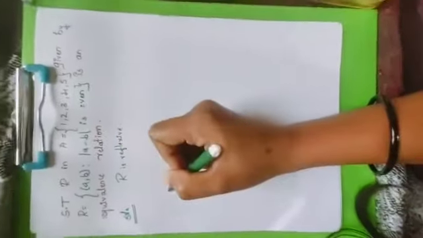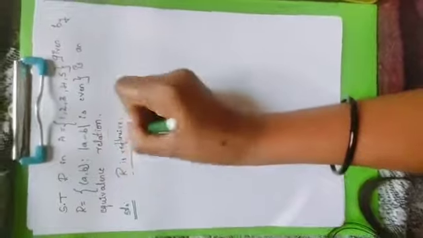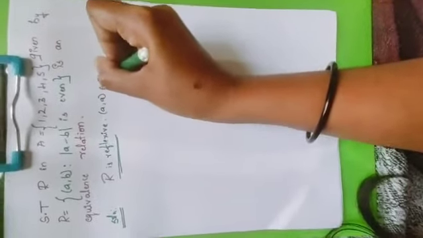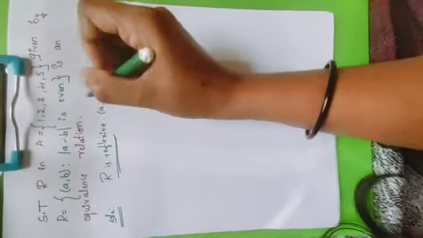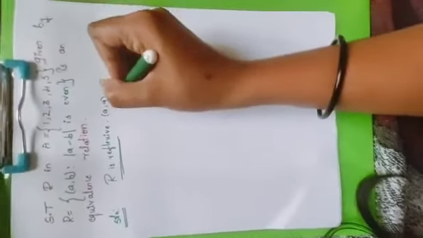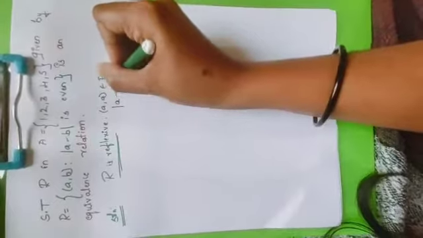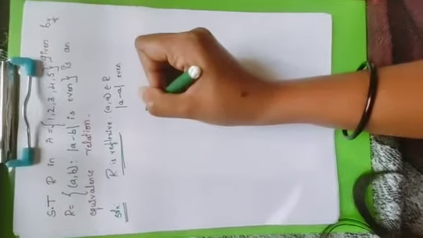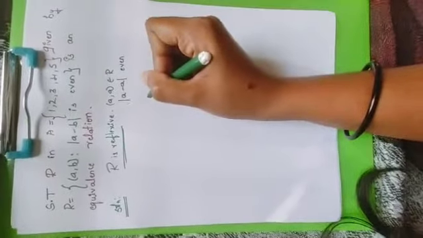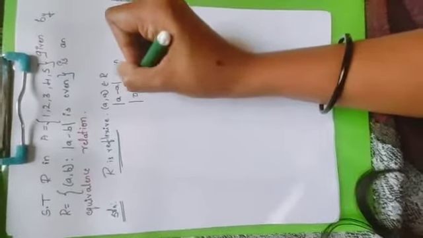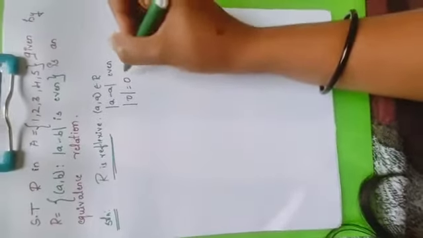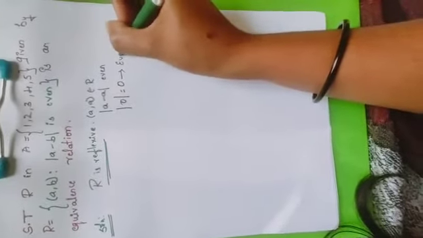How to prove that R is reflexive? What is the condition? (a, a) should belong to R. But what does (a, a) belonging to R mean in this context? It means that |a − a| should be an even number. What is |a − a|? a − a is 0. What is |0|? It is 0. Is 0 an even number? Yes, 0 is an even number.